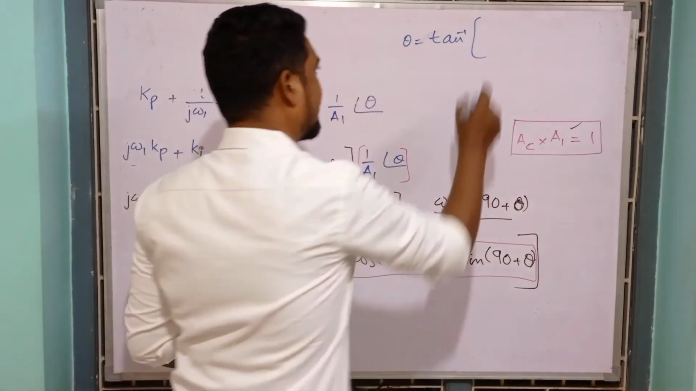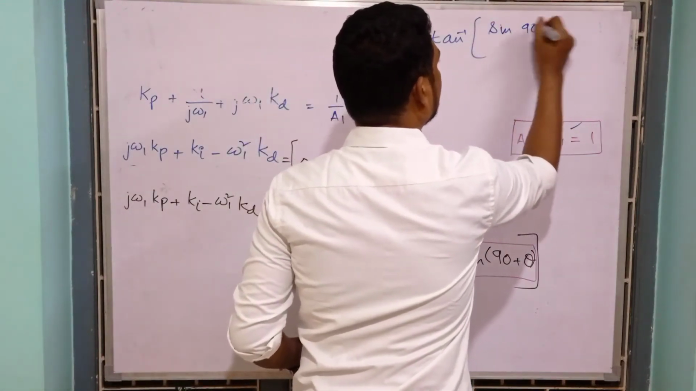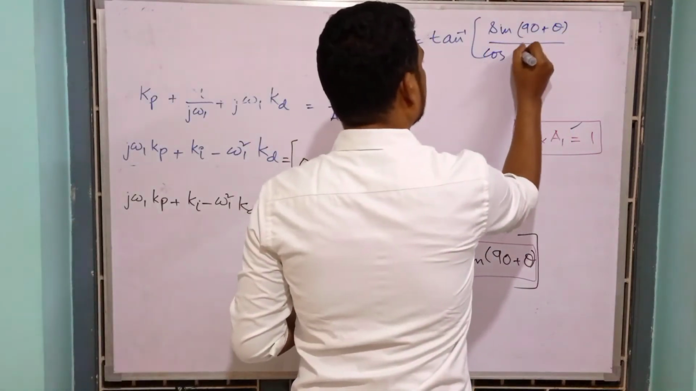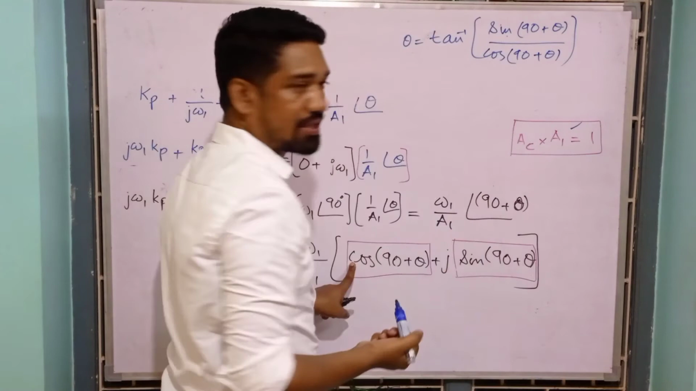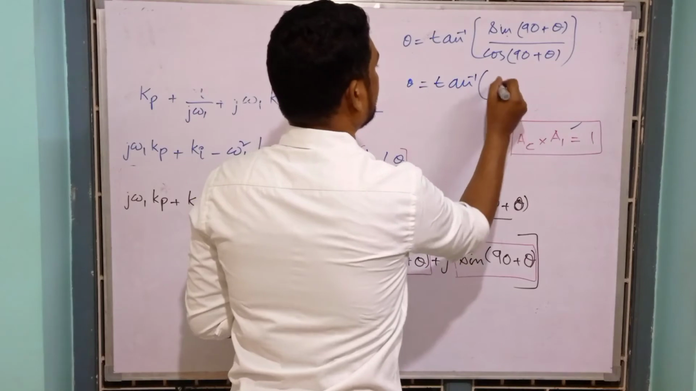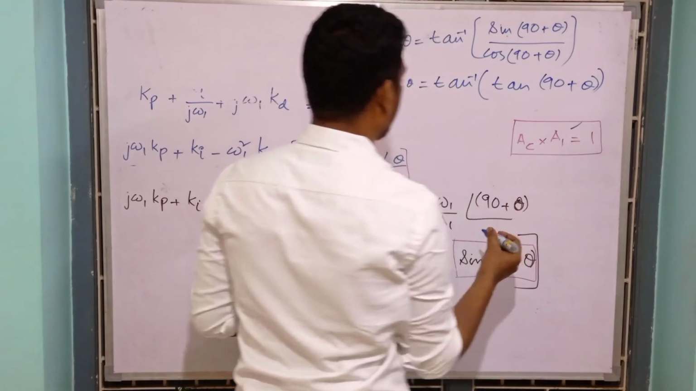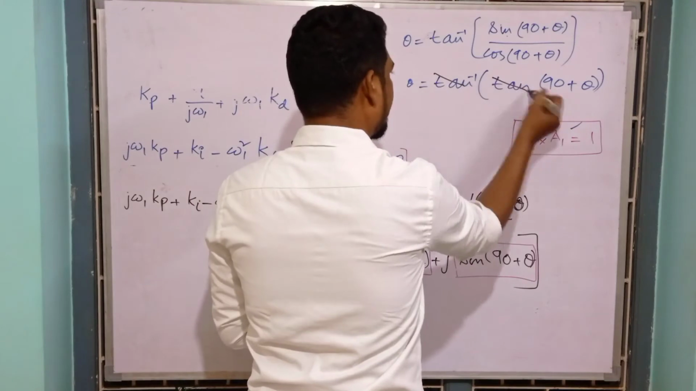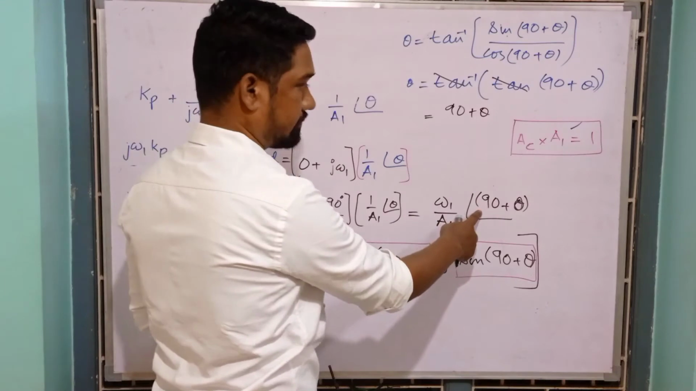Now b is our sine 90 plus theta, this one, and the a part is cos 90 plus theta, isn't it? So guys, what is this? It's a sine by cos. What is that? Tan, isn't it? So theta will be equal to tan inverse tan 90 plus theta. So guys, this is the modification. Over here, the consequence is that tan inverse and tan get cancelled, and the theta will be 90 plus theta. So we came back to this one again.